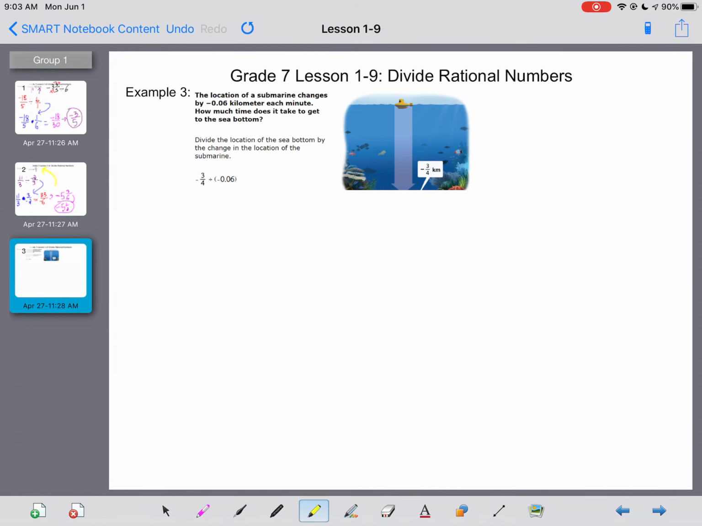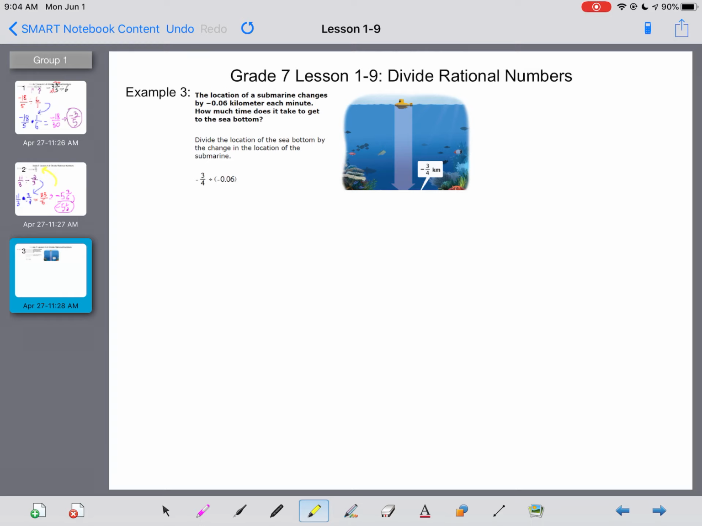Okay, last question. The location of a submarine changes by negative 0.06 kilometers each minute. How much time does it take to get to the sea bottom? Divide the fraction of the sea bottom by the change in location of the submarine. So if we do negative 3/4 divided by negative 0.06, that will help us arrive to our answer.